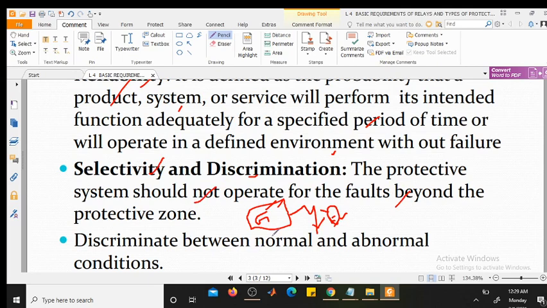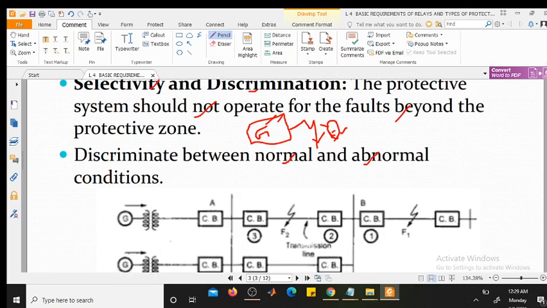Discrimination is distinguishing between normal and abnormal conditions, whether it is normal behavior of the equipment or behavior under fault condition, which needs to be detected. That is discrimination. Suppose we switch all the loads at a time and for 1 second they are off, then it is not a fault, right? So that discrimination should be done by the relay. That requirement should be there.